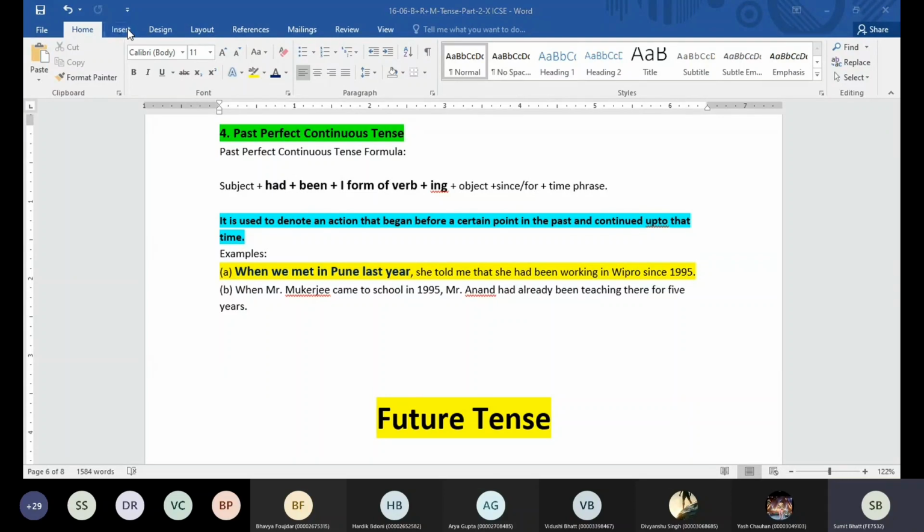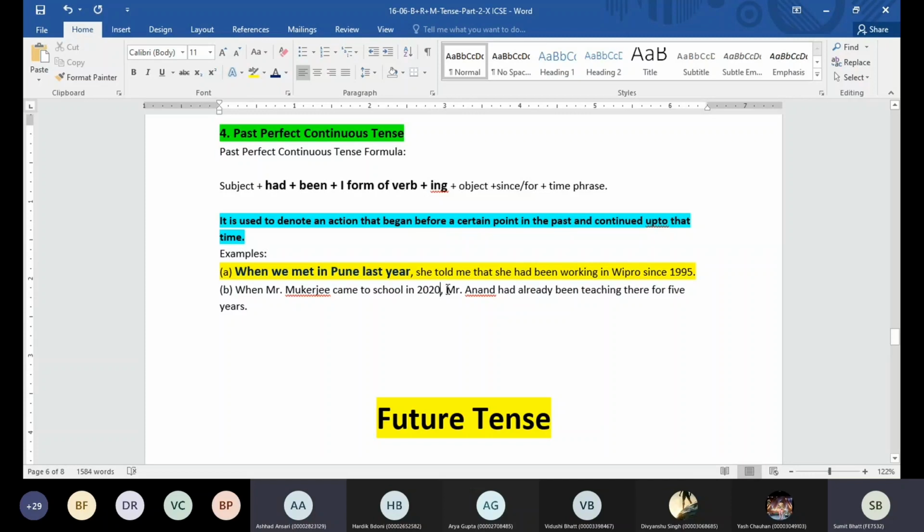Yes, Vita. So in this second sentence, when Mr. Mukherjee said this one, this sentence started from 1995, and where was it ending, sir? Okay, we are not saying when it ended. When Mr. Mukherjee came to school in 1995, when somebody came in 1995, then we are saying Mr. Anand was there. Okay, so suppose they came in 2020. Okay, 2020, Mr. Mukherjee came where?